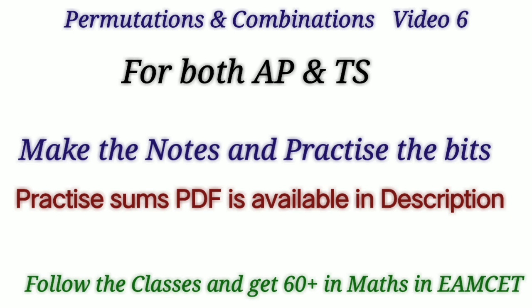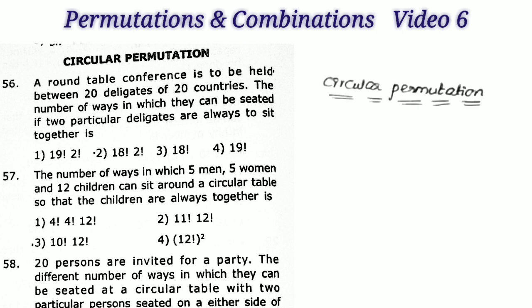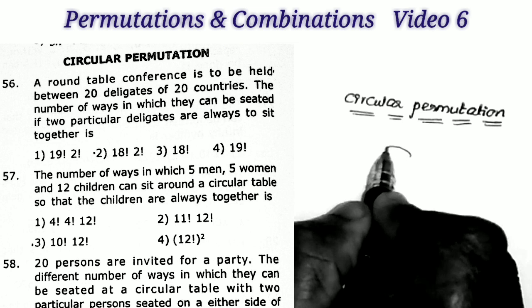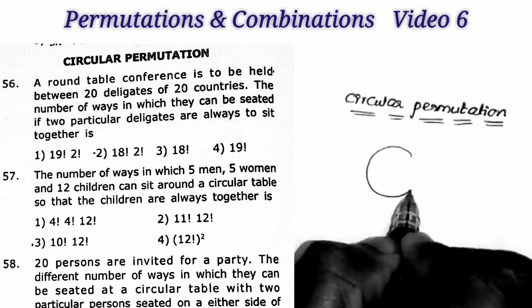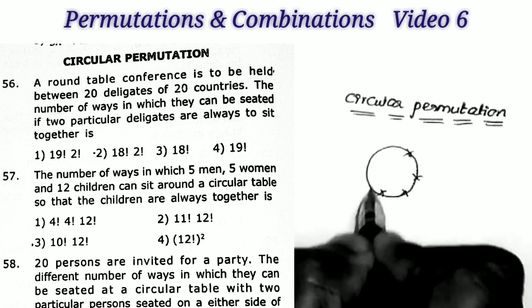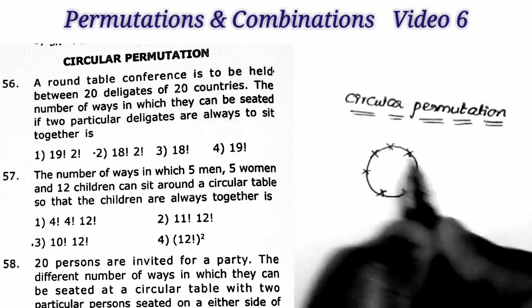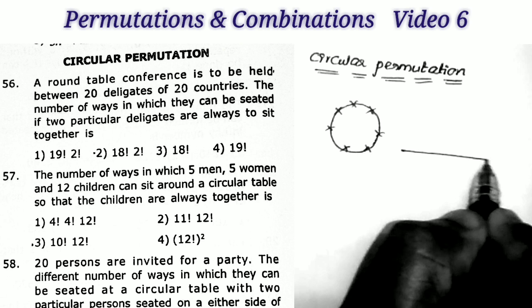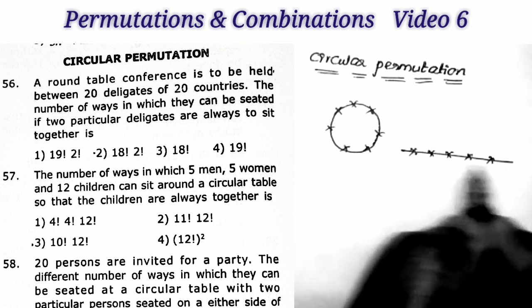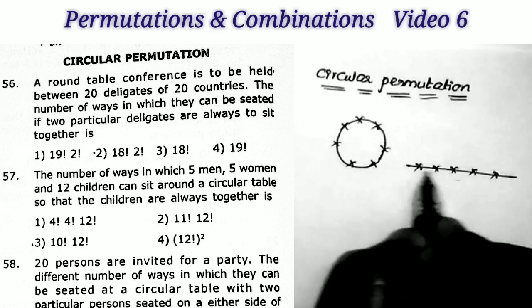Okay, let us start the class. Now in this video, I start the topic circular permutation. Now what is the difference between the linear permutation and circular permutation? Number of ways of arranging the given articles in the circular form is called the circular permutation, whereas the linear permutation is arranging the given articles in a row, in a line. Okay, already we know about this one.